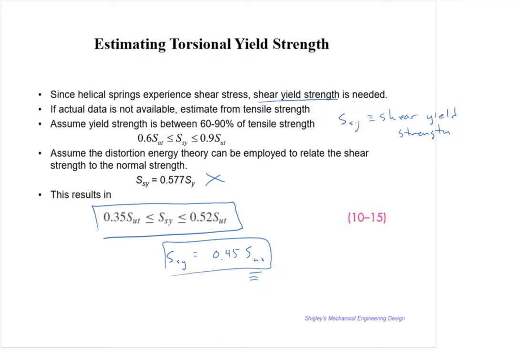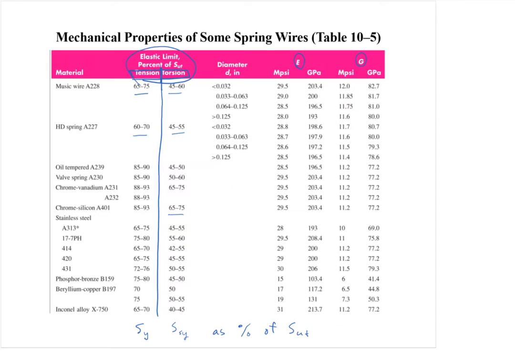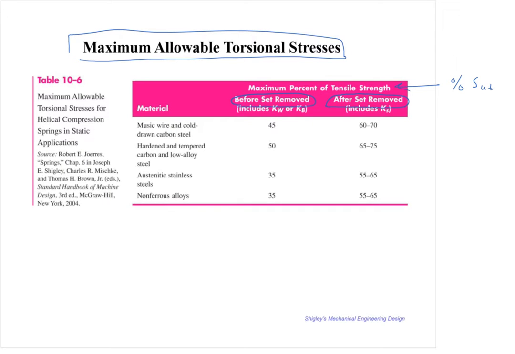Where is it? They're using something in that range. If we look at 10.6, they got music wire, so they've got maximum percent of tensile strength. They're using this number here, 45%. Same deal.